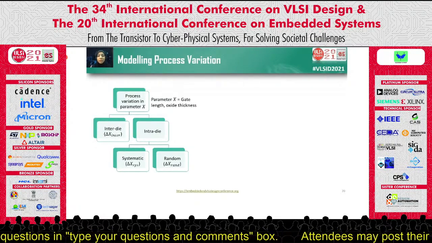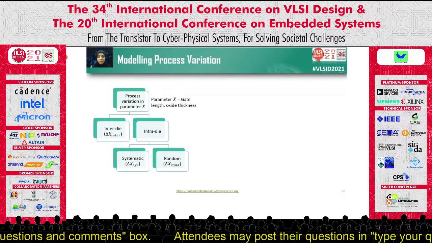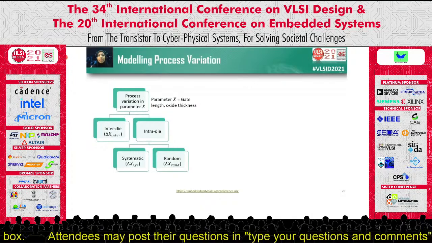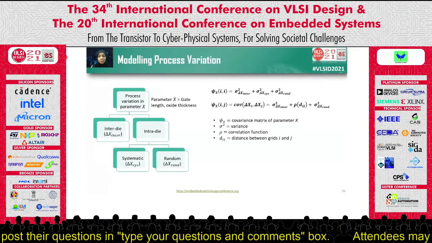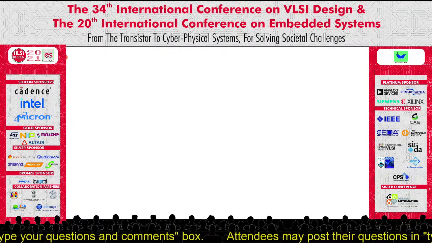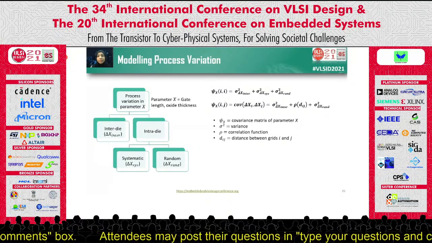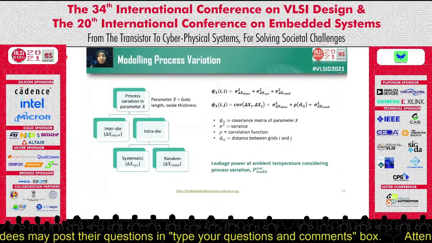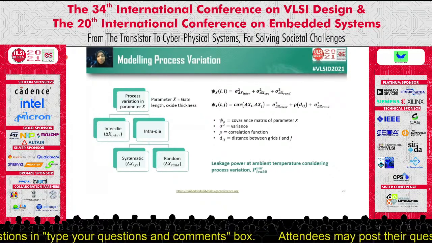The process variation has 2 components, inter-die variation as well as the intra-die variation. And intra-die variation is further split into systematic variation as well as a random variation. And the variation is the sum of all of these variations. And we further model it by a correlation function, which is a function of the distance between 2 grid points. So using this covariance matrix, we can generate multiple leakage power maps at ambient temperature.